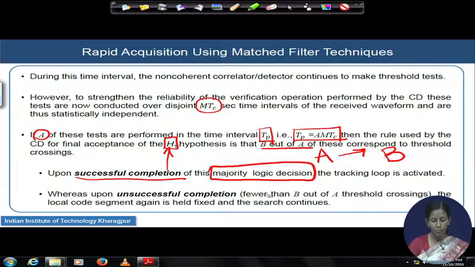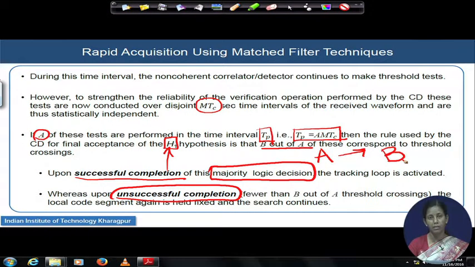On unsuccessful completion, that means fewer than B times you are seeing the correlated output crossing the threshold, the local code segment needs to be held fixed again and the search technique starts once again. So, that is an unsuccessful completion, if we find that it crosses fewer than B times. So, we will be changing the segment, or holding a new segment, and continuously checking. That is how the decision leads to changing the PN segment.